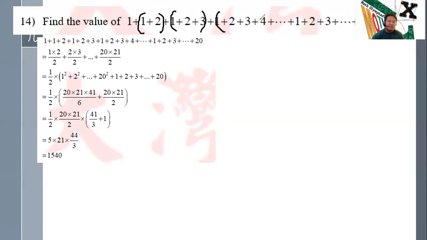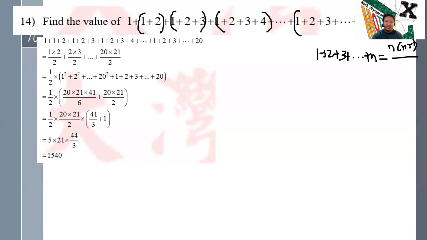Because as you can see, if you group this together, we have learned this already a while ago. This is 1, 1 plus 2, 1 plus 2 plus 3, 1 plus 2 plus 3 plus 4, and so on until 1 plus 2 plus 3 until 20. That's the pattern in this question. We learned a while ago that if we add 1 plus 2 plus 3 until n, that's n times n plus 1 over 2.